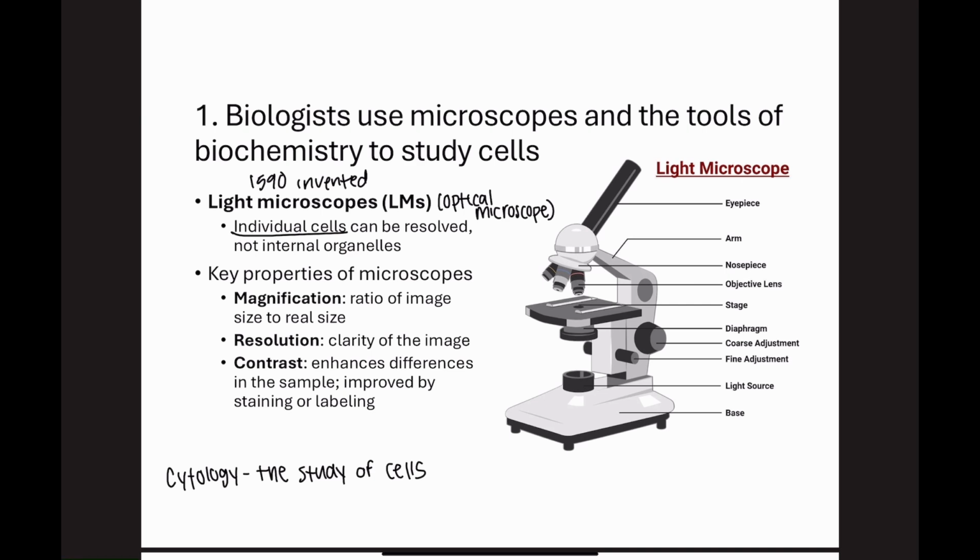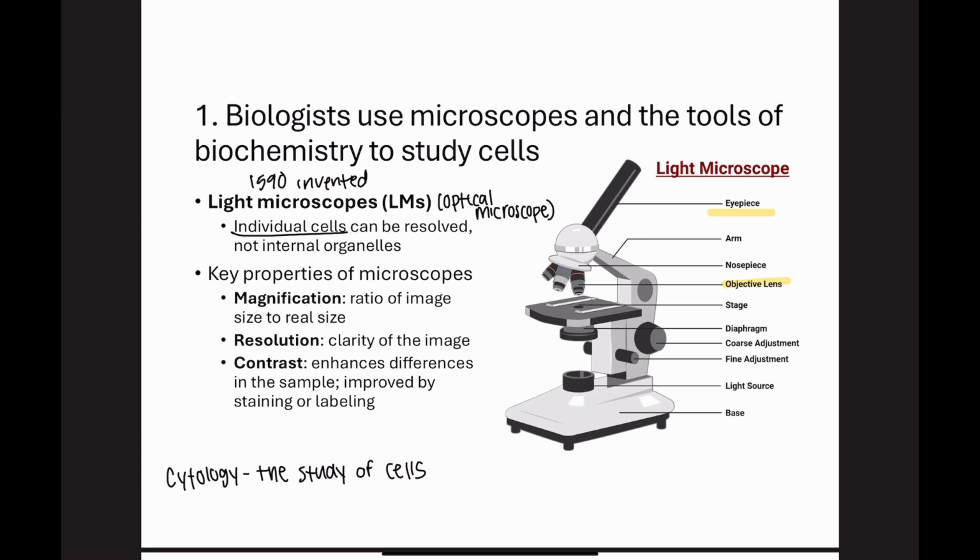And we have key properties of microscopes, which include magnification. And magnification is just the degree to which an image is enlarged in comparison to the actual specimen. It's determined by our eyepiece lenses and also by our objective lenses.